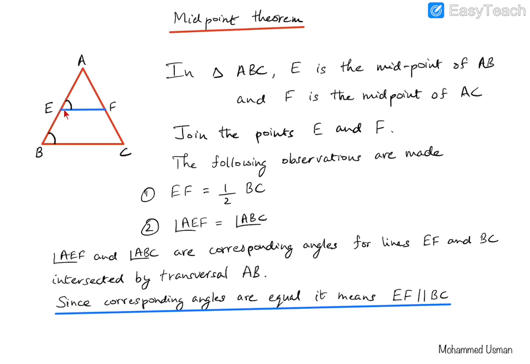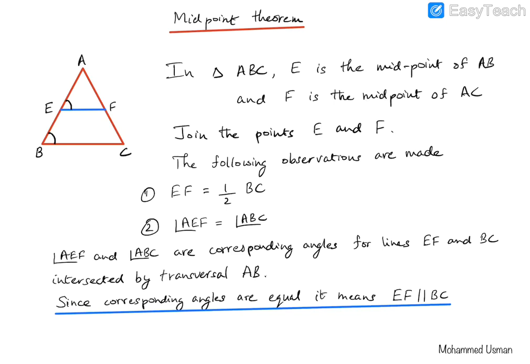That is, the length of the line segment joining the midpoints of 2 sides of the triangle is equal to half the length of the third side of the triangle. So EF is half the length of BC. The second observation that was noticed is that the angle AEF is equal to the angle ABC.